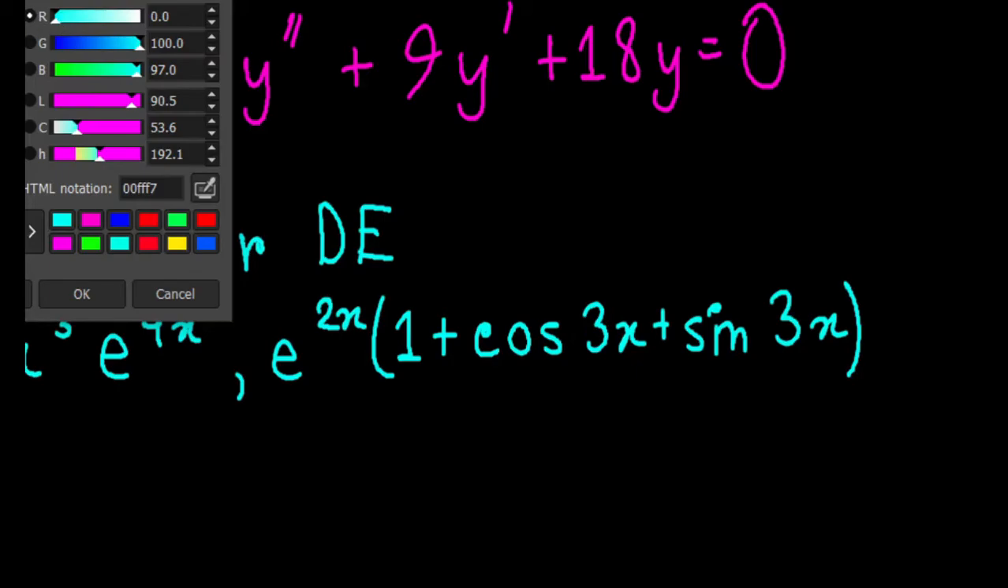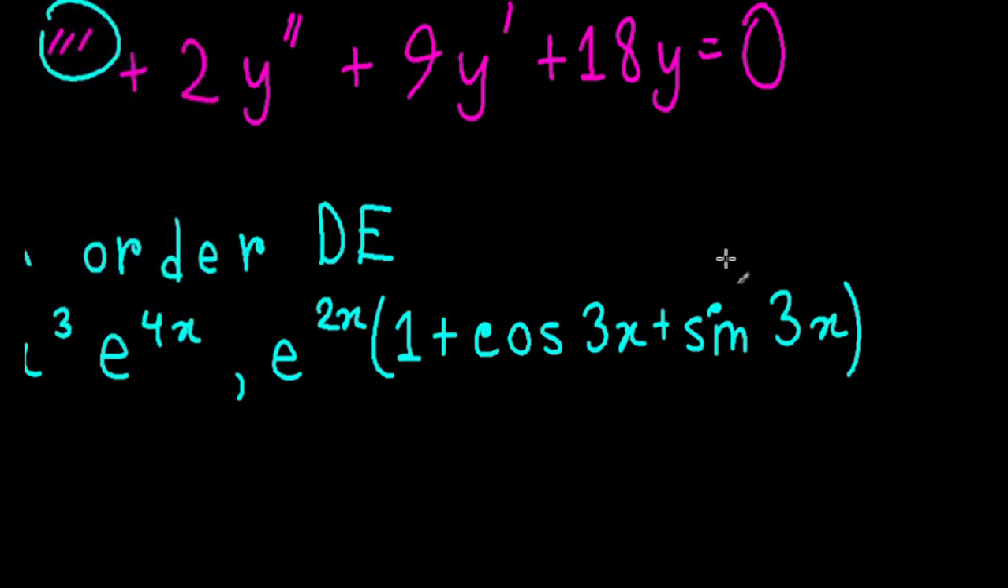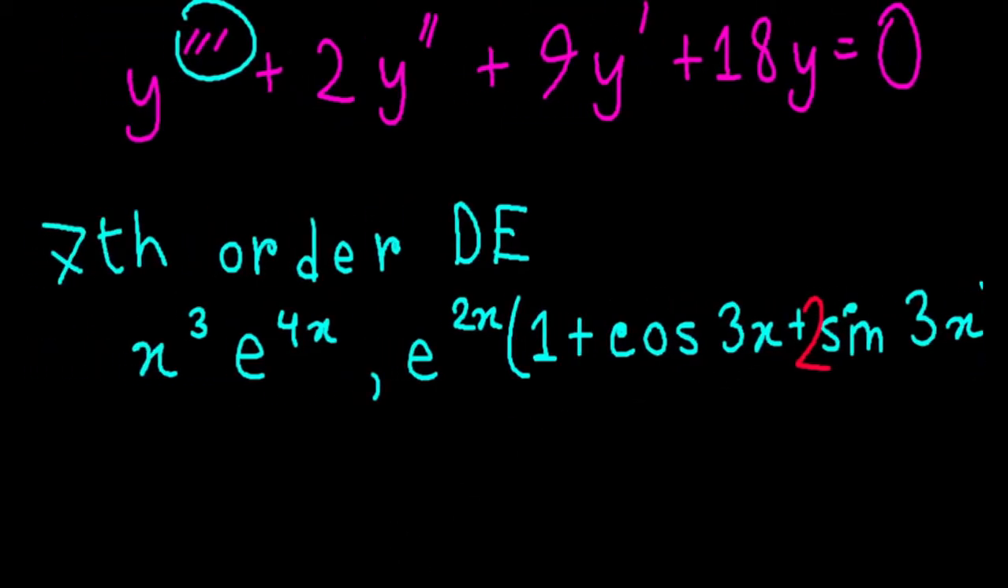Just for the sake of understanding, let's say 2 sine of 3x. Okay, 2 sine of 3x. So the thing is, let's actually discuss what happened.